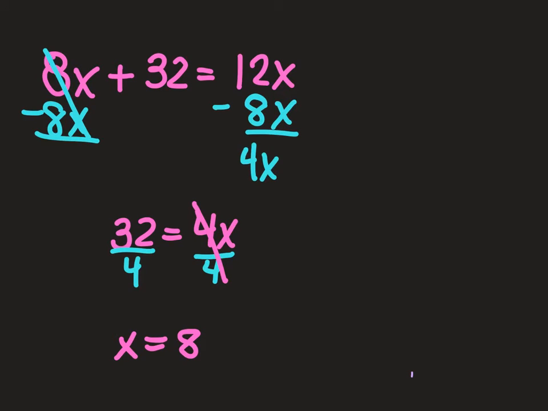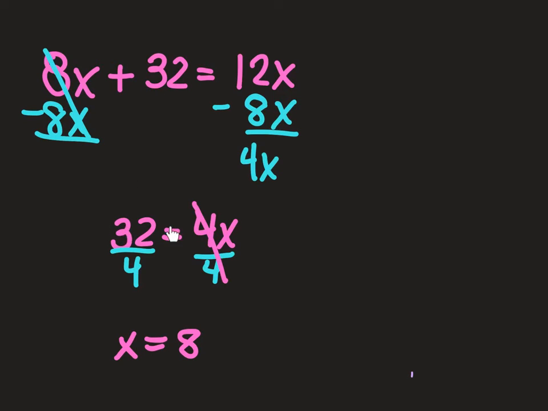I ended up with x equals 8. Here's why. First step is to get rid of this 8x. Minus 8x, cross out, what's my answer? My answer is 4x. Rewrite, so the 32 is positive, so I don't have to actually write plus.